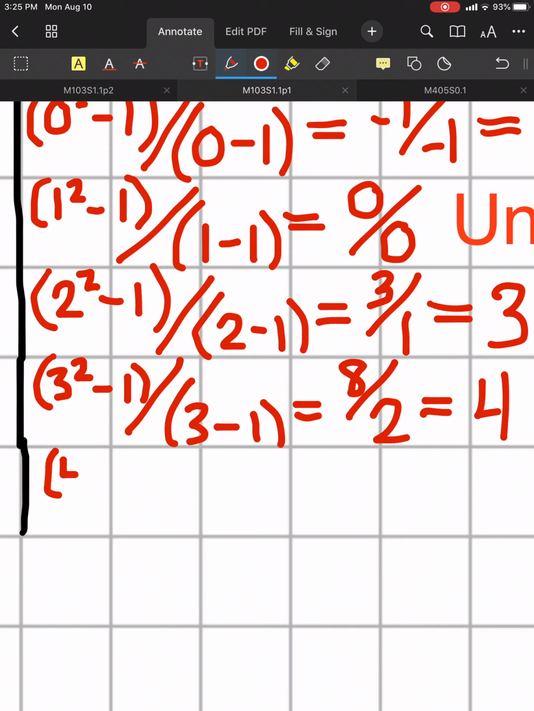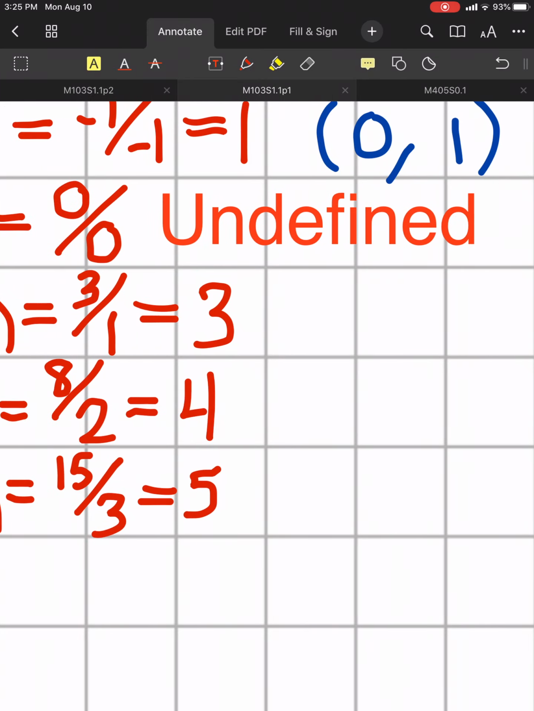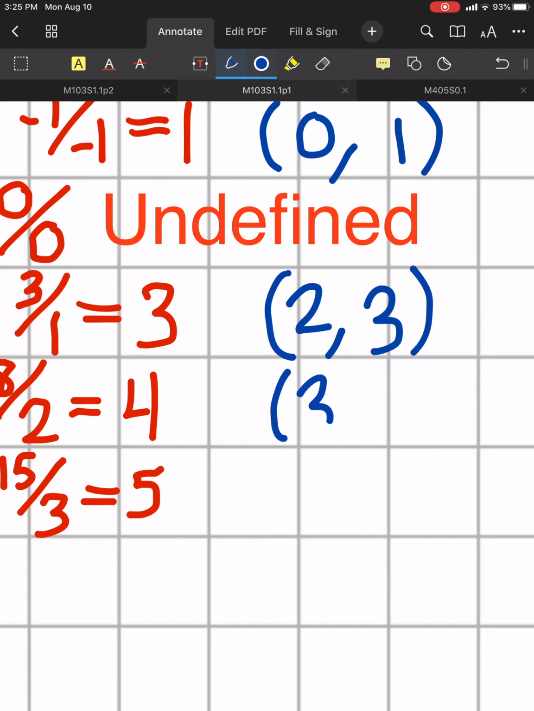And finally, we get 4 squared minus 1. That's 16 minus 1, or 15, over 4 minus 1, which is 3. So 15 over 3, which is 5. And just to finish this off, I'm going to put my points in here again in blue. This was 2, 3. This is 3, 4, and the last one is 4, 5.